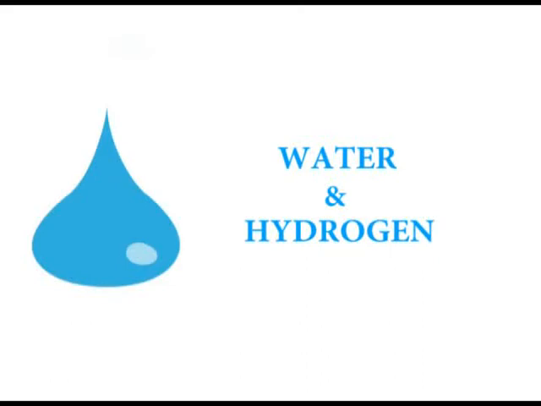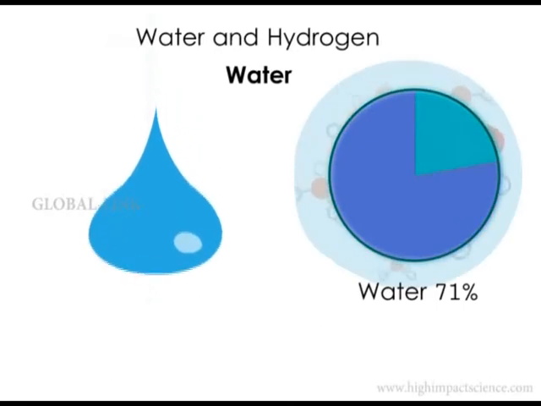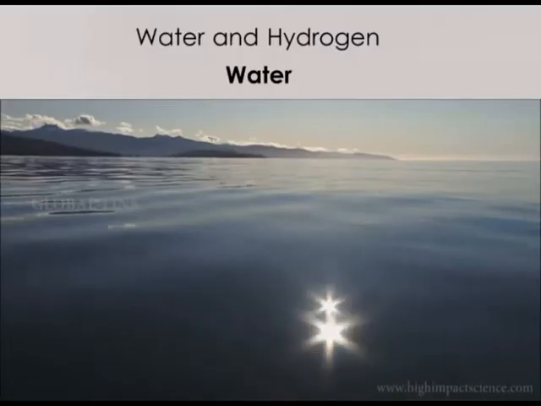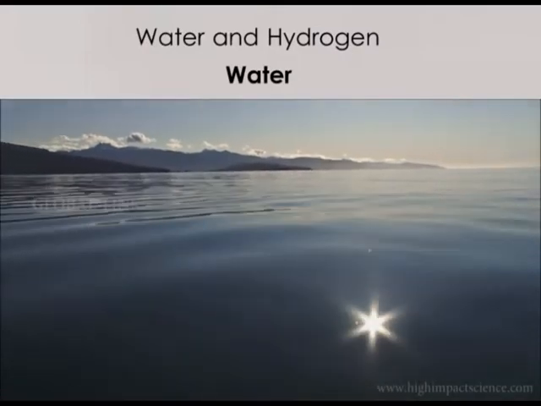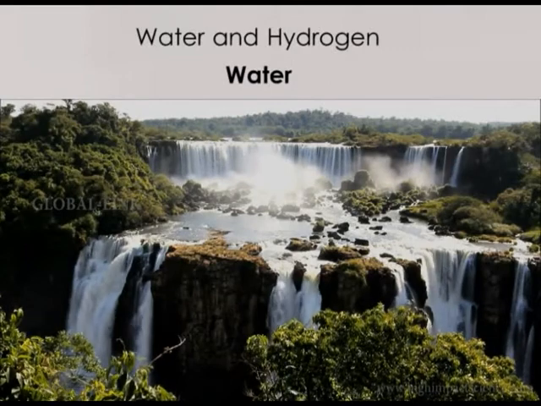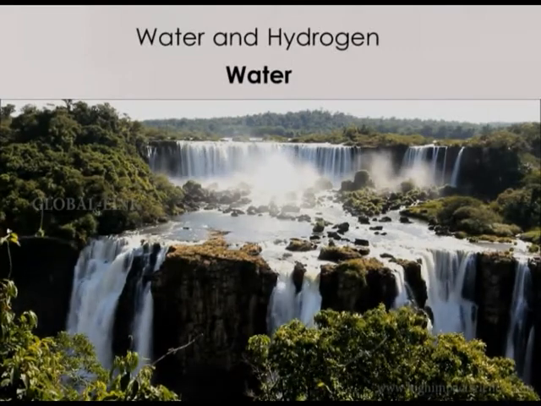Last chapter, water and hydrogen. Now, water is the most abundant substance on Earth. About 71% of the planet Earth is covered with water. It is found in water bodies such as seas, oceans, lakes, rivers, and underground sources. It is also a major component of the living cells of organisms.